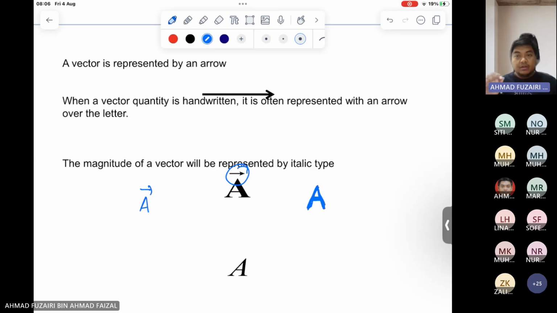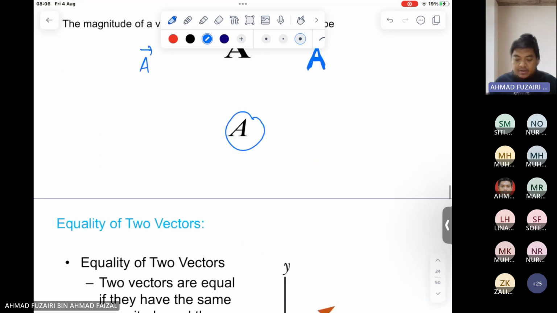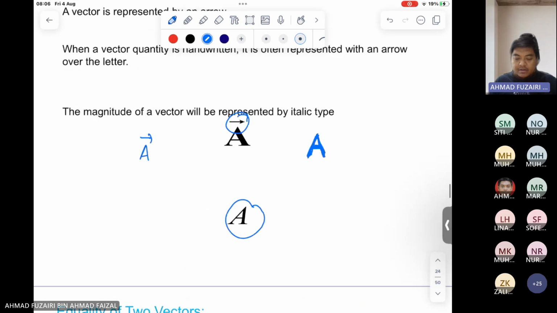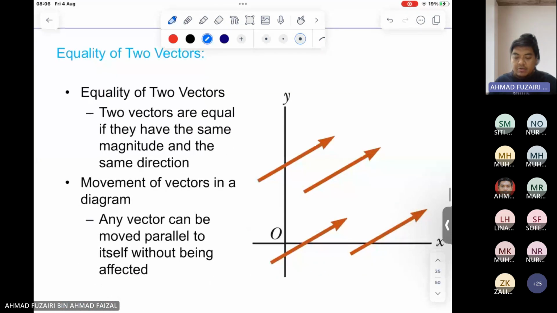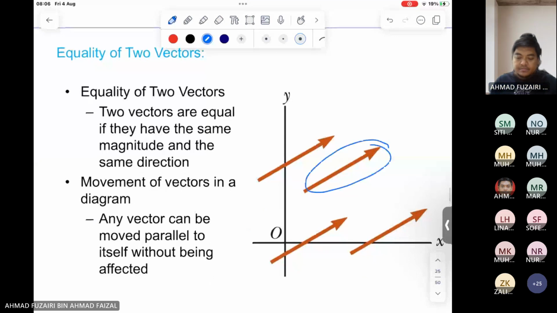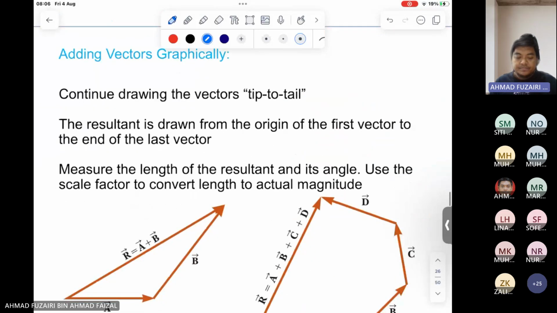If we want to say this is a vector, we should put the arrow, or maybe we can use italic like this, or sometimes we can represent it by using a bold alphabet. So this is the equality of vectors: same length and same direction. That is how we can say that the vectors are equal.